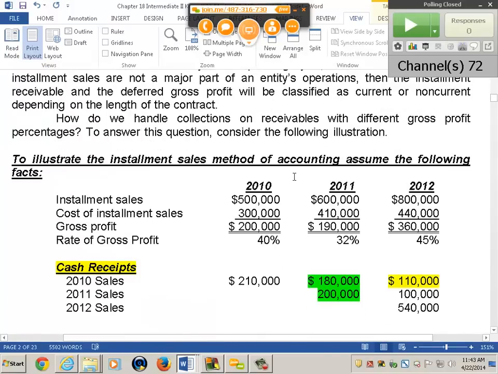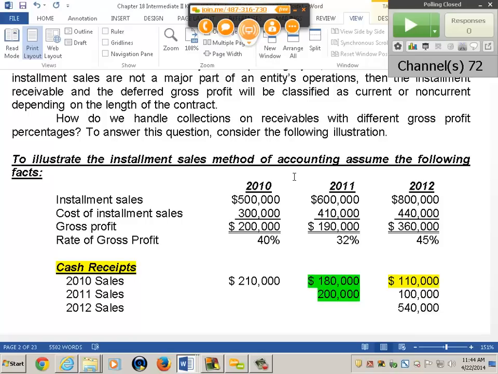What does the cost recovery method say? In 2010, you cannot recognize any profit at all until you collect $300,000. So until your cost is recovered, you don't recognize any profit. So you defer the gross profit. It's a similar model, but you defer the gross profit until you collect at least $300,000. So let's go through this. What would you do?